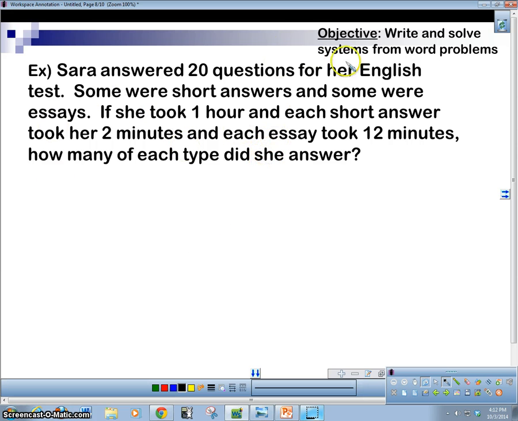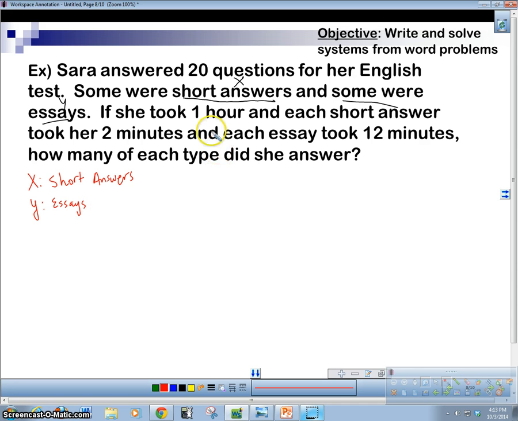Sarah answered 20 questions for her English test. Some were short answers and some were essays. We'll say the short answers are X, and some were essays. We'll say the essays are Y. All right, so X is the short answers, and Y are the essays.